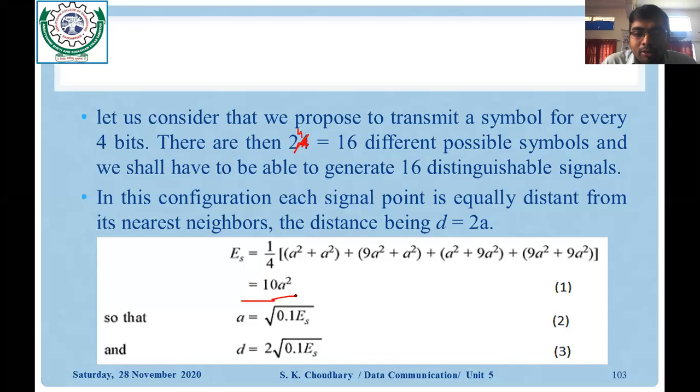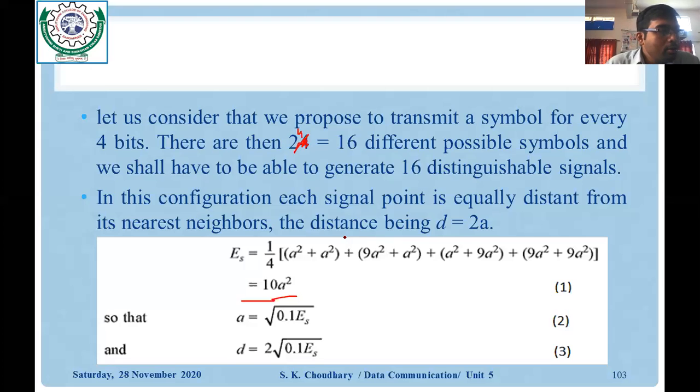Then from this you can find the value of A with respect to the energy of the signal. That is A equals square root of 0.1 ES. This is equation number 2. And in this way we can find the distance D. D is equal to twice A, so you have 2 times square root of 0.1 ES, or you can also write it as square root of 0.4 ES. So note this equation, which will be helpful for defining the equivalent distance further.